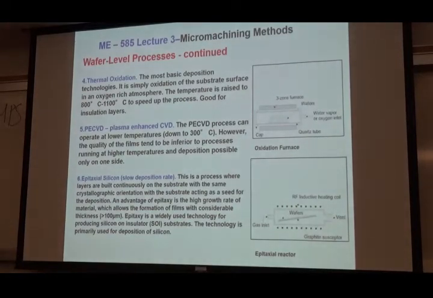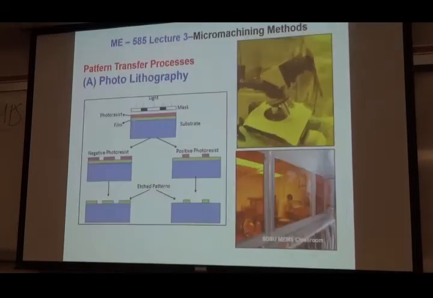Then the last one is epitaxial silicon. Essentially, if you want to grow one layer of silicon crystal, epitaxial, but we're not going to worry about that too much. I'm just kind of curious, what kind of voltage do they usually use for electroplating? High voltage, actually.